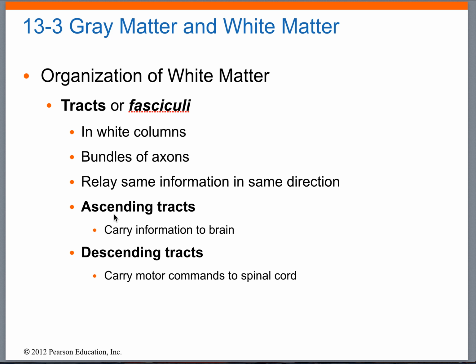Ascending is for SAD, right? Descending is for MEV. So ascending, sensory, afferent, dorsal is also ascending tracks. Takes sensory information up to the brain. MEV, descending, motor, efferent, ventral. Descending tracks take information from the brain down to the spinal cord.